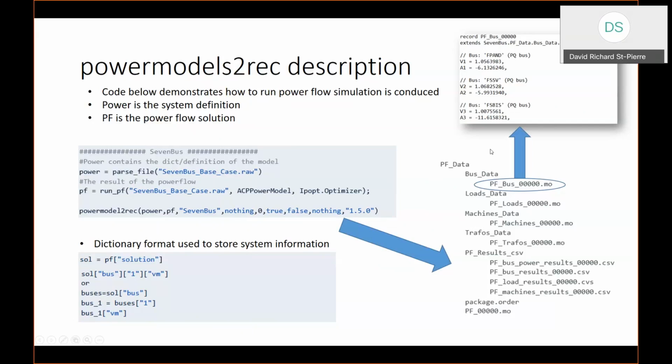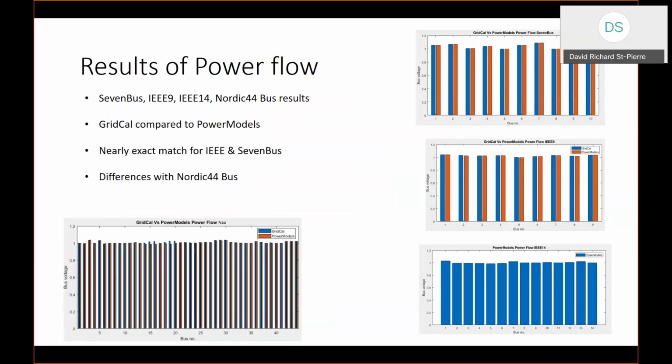Now to show an example of what's in one of these files, here's the PF bus file that was run for the 7-bus case. Inside of here, this is the record format that Modelica specifies, and we can see the voltage magnitude on bus 1, for example, angle on bus 1, as well as for all the different buses in the system. Now, as I was saying, the CSV format is very useful because we can use that to compare the PowerFlow solutions with other PowerFlow solvers, and it just gives us good insight into what's happening.